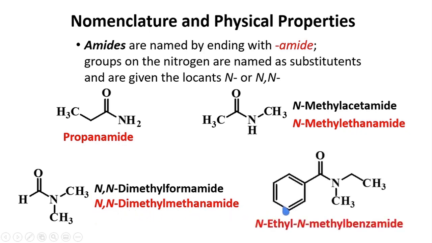You can also have different alkyl groups attached to the nitrogen. We name these by alphabetical ordering. This is ethyl, and this is methyl, so we mention ethyl first. N-ethyl-N-methylbenzamide.